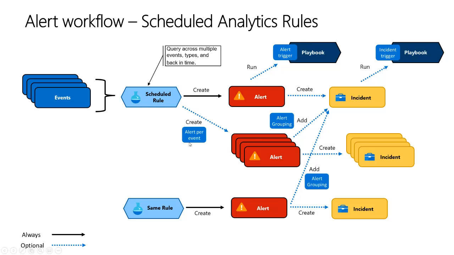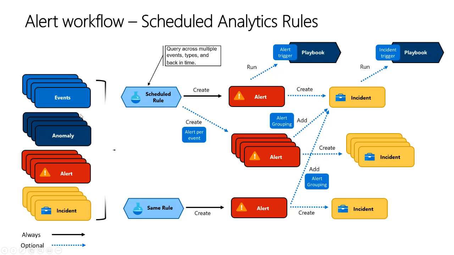Besides that, there is this alert per event configuration where each of the events can generate individual alerts. And at the same time, those individual alerts can generate individual incidents as well. Now, similar to what I mentioned earlier, you can configure aggregations or alert grouping by aggregating all these alerts into a single incident. I talk about the raw events as the source, but you can also query the anomaly tables like what I mentioned earlier, and also your security alerts and security incidents tables as well.